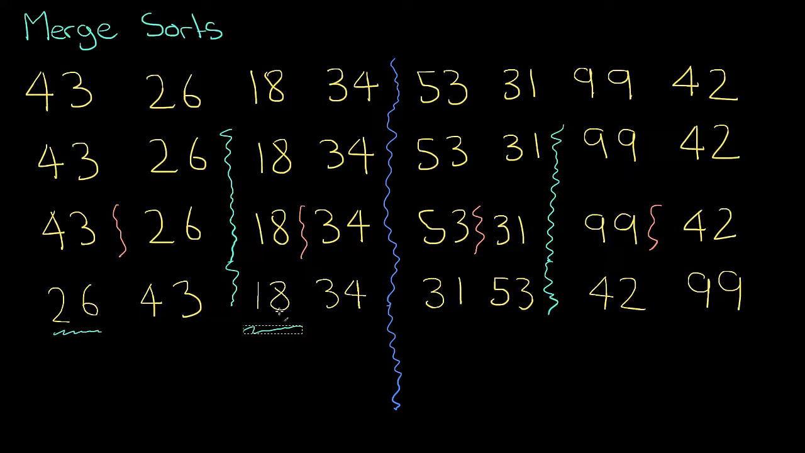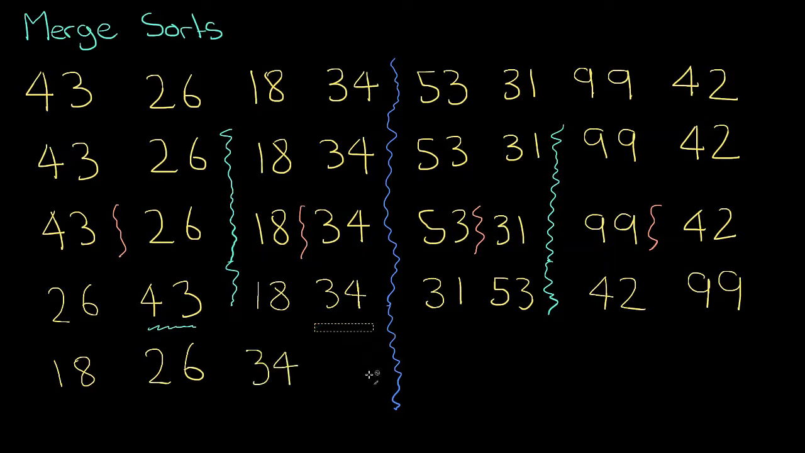So I've got 26 and 18. Which one's smaller out of those 2? Well, 18, of course, so 18 goes down there. And then I move my squiggly line along here to 34. Which ones am I considering? Just 26 and 34. Which one's smaller there? 26, of course. The line moves up, 43, 34. So I've got 34 next. I can get rid of that line now because I've used all the numbers in my sublist here, so I know I've got 43 left over.